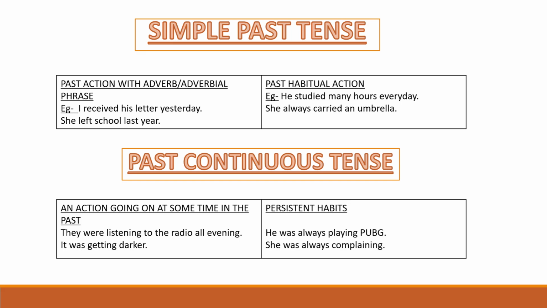Form also you can see it is in this way only. He, subject, then auxiliary verb, and then ing form of verb, that is playing here. Now second example, she was always complaining. She, subject, was auxiliary verb, complaining, this is V4. This is also called present participle form of the verb or ing form of the verb.